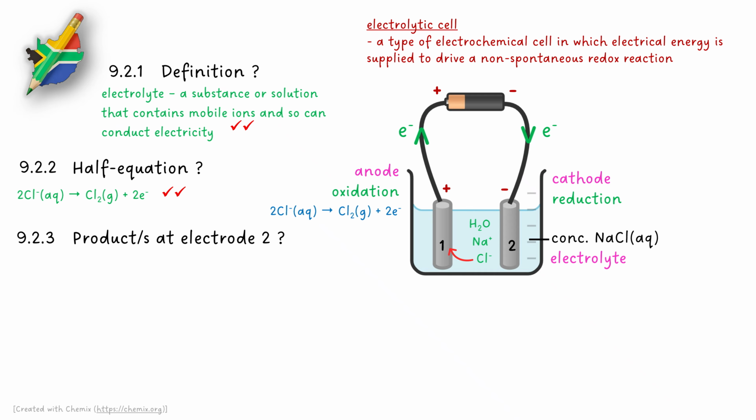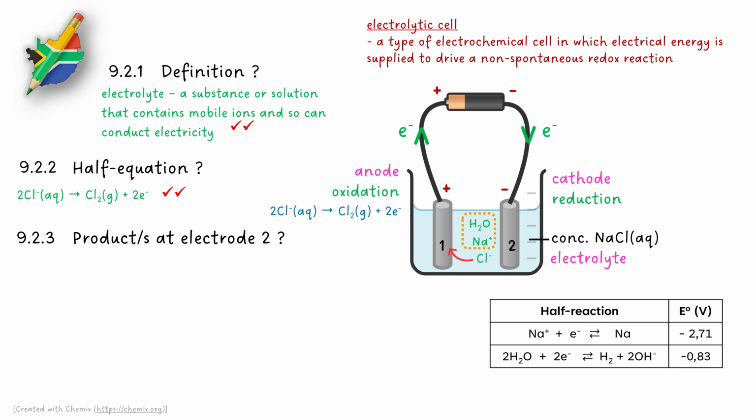The possible species that could be reduced are sodium ions or water. To decide which one is preferentially reduced, we need to compare their reduction potentials. In other words, the ease with which they are reduced. Looking on the table of reduction potentials, we can see that the reduction of sodium has a potential of negative 2.71 volts, and the reduction of water has a potential of negative 0.83 volts.